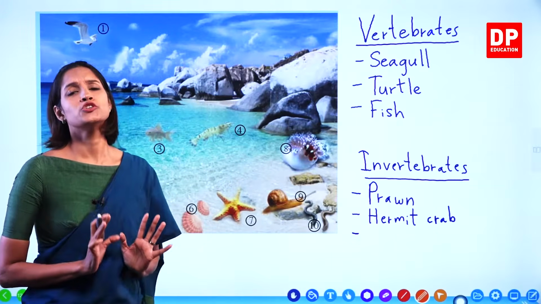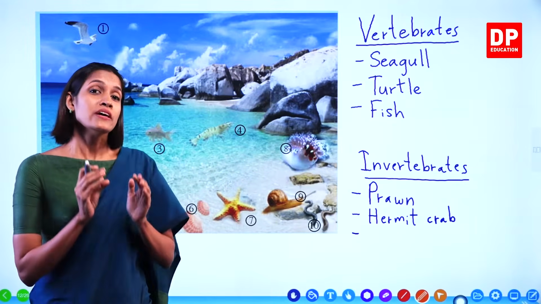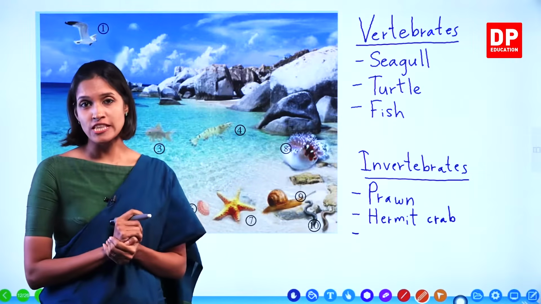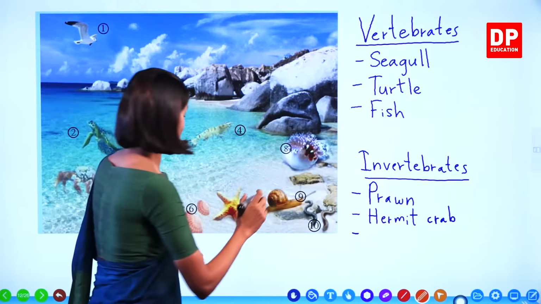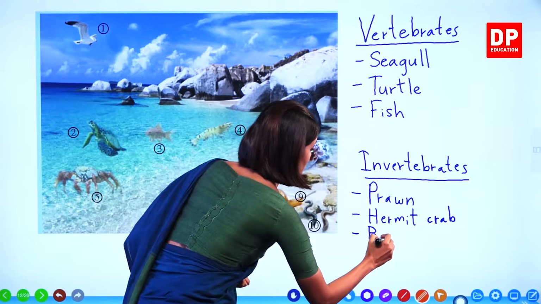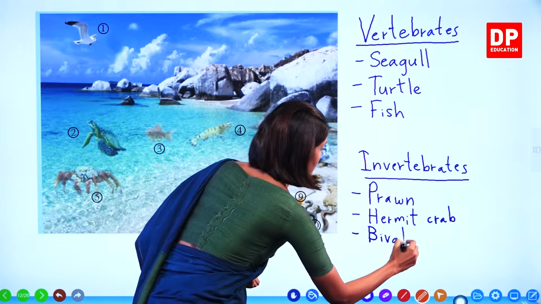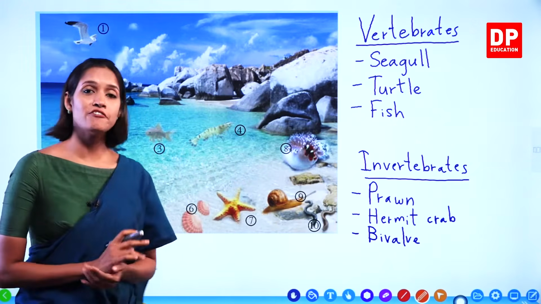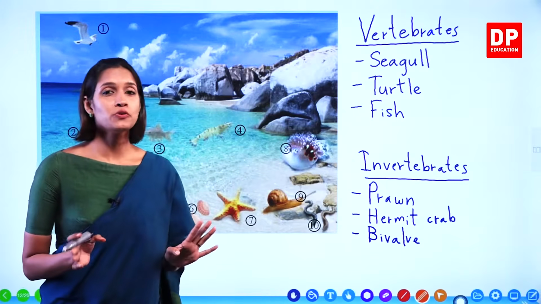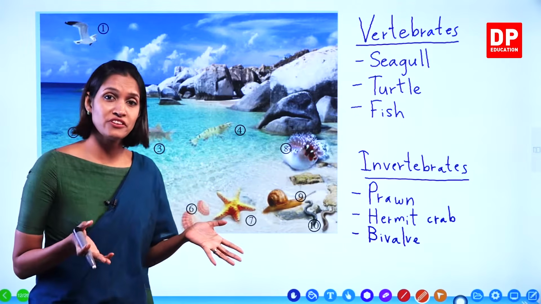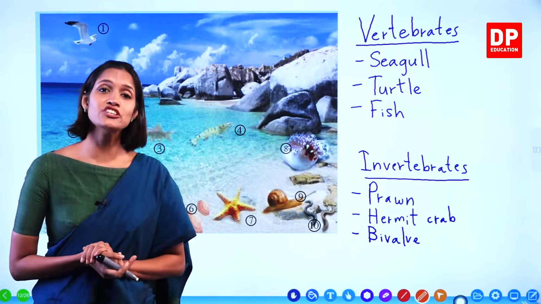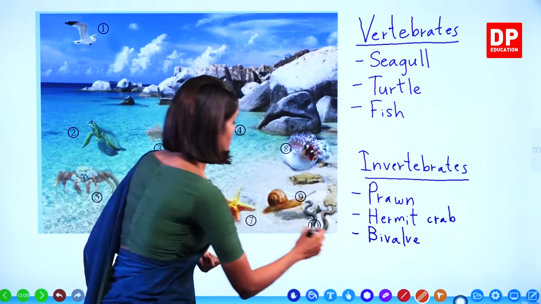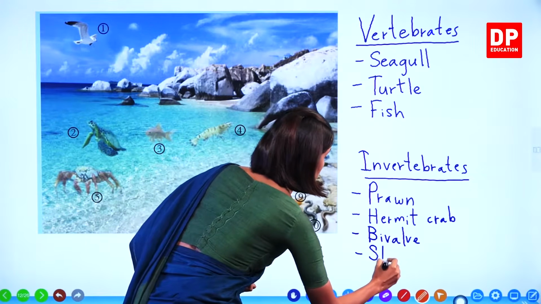Then number 6, bivalves. Bivalves also don't have backbones. I told you their body is a very soft one, that which is present in between shells, right? So they don't have a backbone. So bivalve here. Right. Number 7, starfish. Some of you may know about different types of sea creatures like starfish. Now starfish also doesn't have a backbone, okay? It goes here.